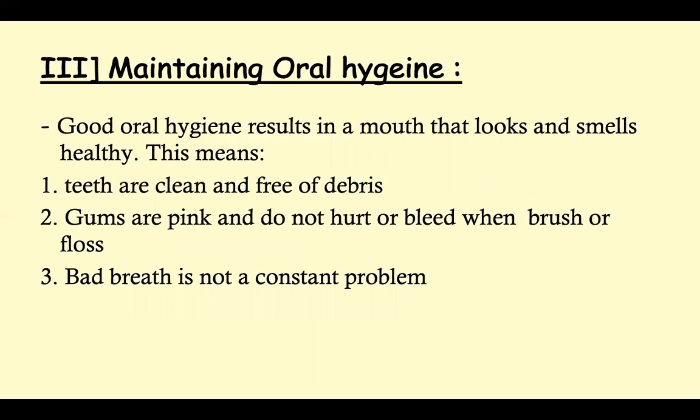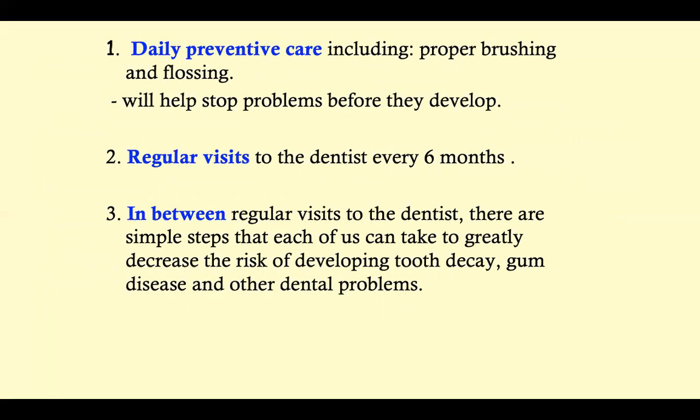So, maintaining oral hygiene. Good oral hygiene results in a mouth that looks and smells healthy. This means teeth are clean and free of debris. Gums are pink and do not hurt or bleed when brushed or flossed. Bad breath is not a constant problem. So what do you have to do? Daily preventive care, including proper brushing and flossing, will help to stop problems before they develop. Regular visits to the dentist every 6 months. In between regular visits, there are simple steps that each of us can take to greatly decrease the risk of developing tooth decay, gum disease, and other dental problems.